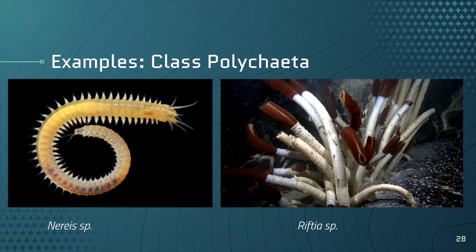Two famous examples of polychaete worms are the Nereis worm, which we're going to take a closer look at later on in this unit, and the Riftia marine tube worm.